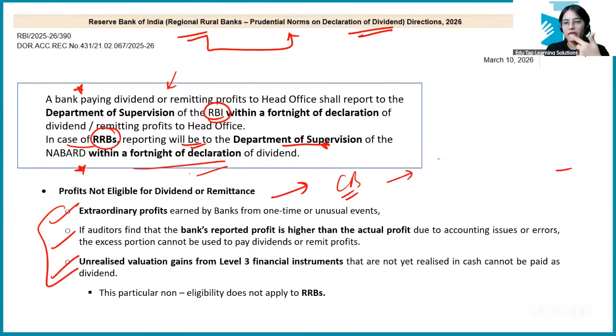The same points that were applicable for the commercial banks are applicable for small finance banks, local area banks, regional rural banks and payment banks. But the last point about the level 3 financial instruments is not applicable for RRBs because RRBs usually are not allowed to invest in these instruments. Any confusion now?